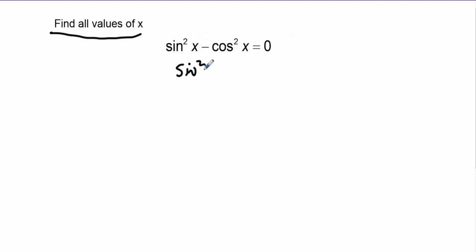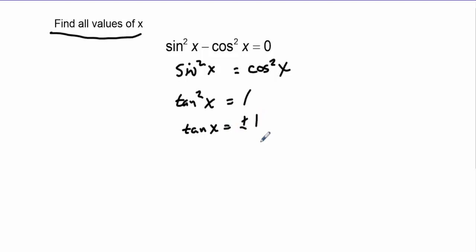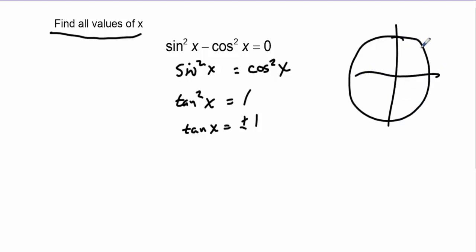Like I said, I want to make one function, which I can do with the Pythagorean identity, but in this case I'm going to do it a little differently. I'll bring the cosine squared to the other side and then divide by the cosine squared, which gets me sine squared over cosine squared, which is tangent squared of x, equal to 1. So then I square root both sides and get tangent x is equal to plus or minus 1.